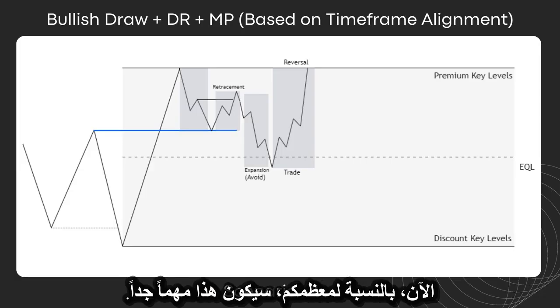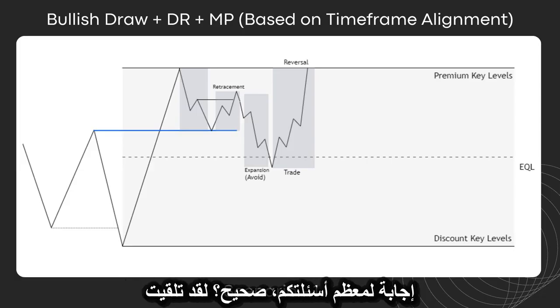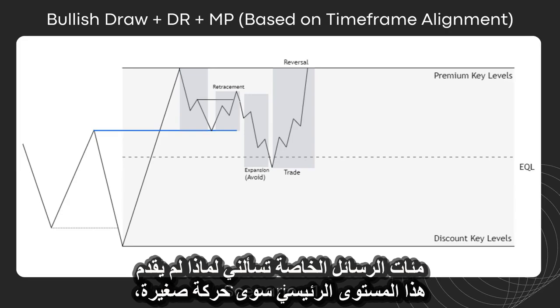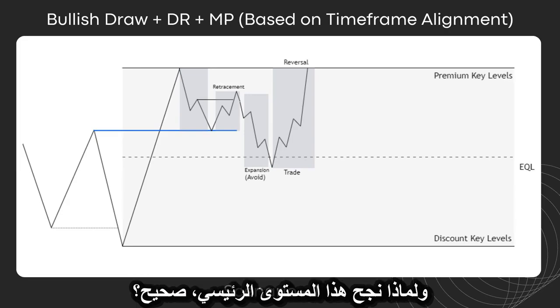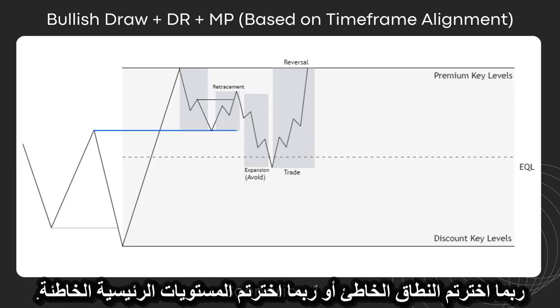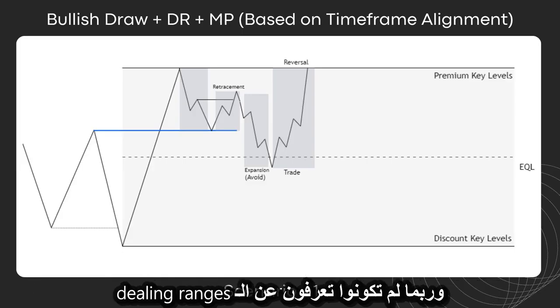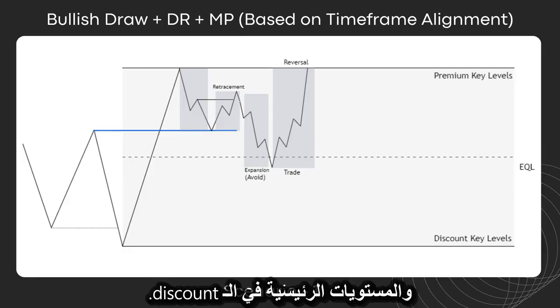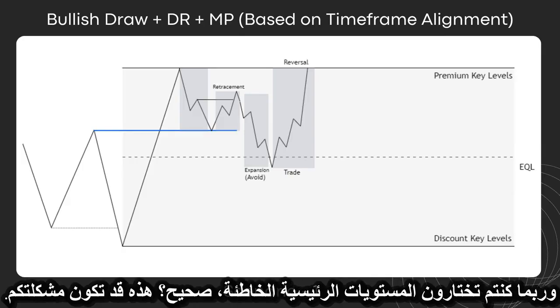Now for most of you, this would be a really important answer to most of your questions. I've received hundreds of DMs asking me why this particular key level only offered a small movement, and why this key level worked and this one didn't. And this right here is the answer to that question. You might have chosen the wrong range, or the wrong key levels, and maybe you didn't know about dealing ranges and premium and discount key levels. That could be the problem for you.